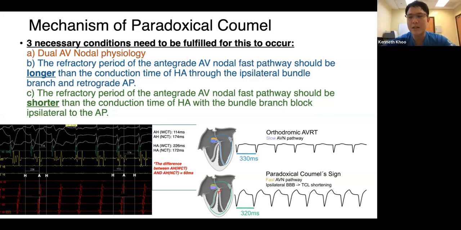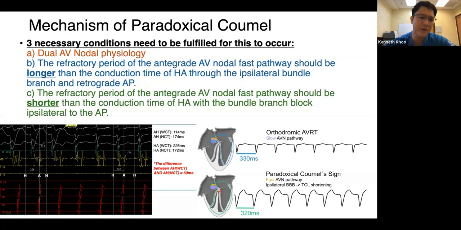So longer HA time means that the time taken for the impulse to conduct retrogradely from V to A and subsequently to the AV node is prolonged during functional left bundle branch block. And in the patient with dual AV nodal physiology, this prolonged HA time allows the AV nodal fast pathway to recover from its refractory period and to take part in the sustenance of the orthodromic AVRT and be the antegrade limb of the AVRT. And as we know, when the conduction of the AVRT goes down the fast pathway, the tachycardia is generally faster.